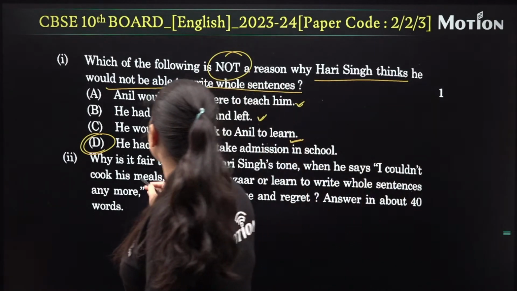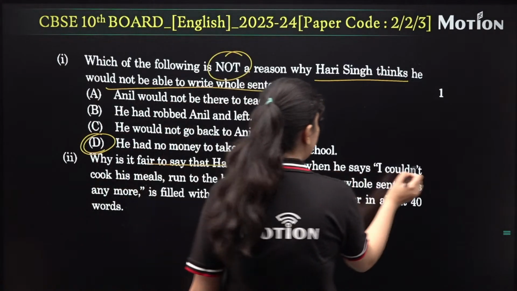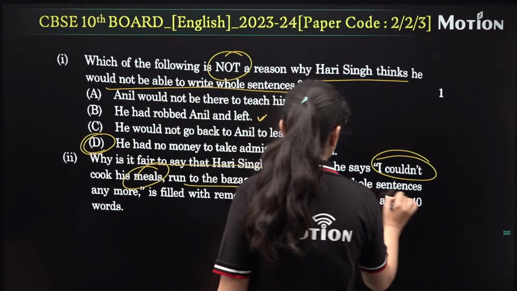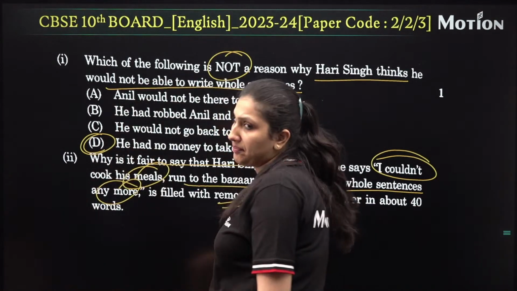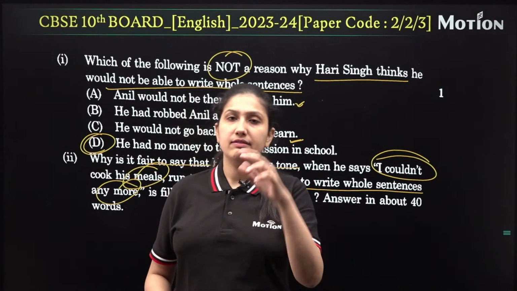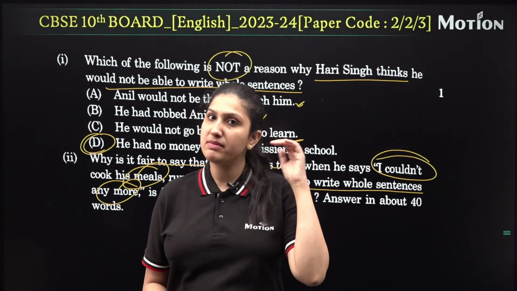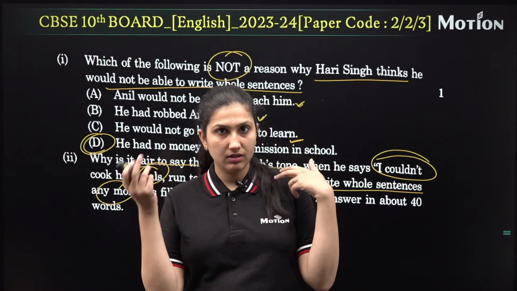चलिए अब हम नेक्स्ट पे आ जाते हैं. Why is it fair to say that Hari Singh's tone when he says "I could not cook his meals, run to the bazaar or learn to write whole sentences anymore" is filled with remorse and regret? Okay, after stealing his money, when he was on his way back and about to board a train, he missed the train, and that time when he sat somewhere, all these thoughts were rolling in his mind.